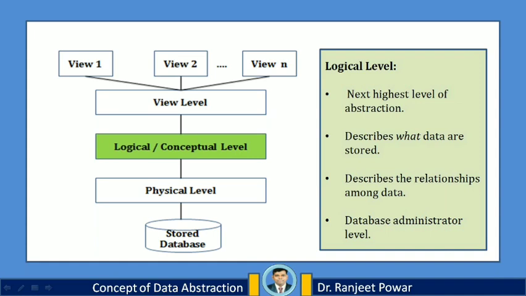Database administrators are working on this level, who must decide what information to be kept in the database. It describes database entities and the structure including field and attributes along with their data types and relationship among each other.